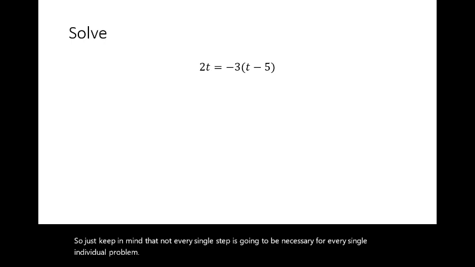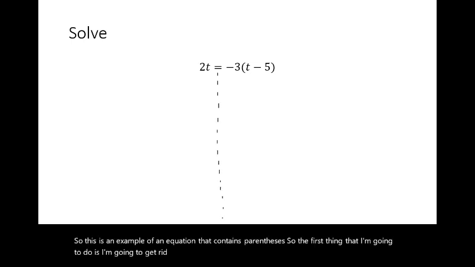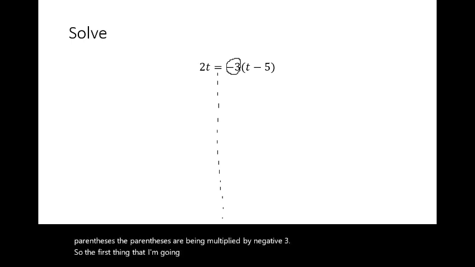So this is an example of an equation that contains parentheses. The first thing that I'm going to do is get rid of those parentheses by figuring out what is being multiplied by the parentheses. The parentheses are being multiplied by a -3. So the first thing that I'm going to do before doing anything else is distribute -3 to everything in the parentheses.